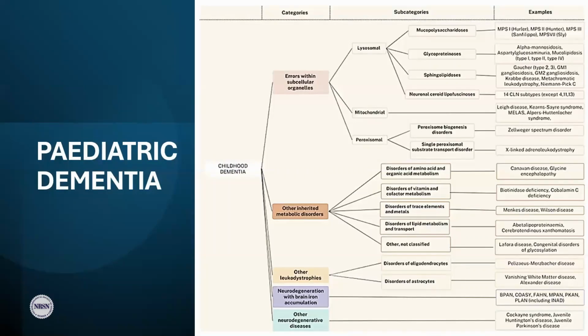So under this classification for childhood dementia, you would have errors within the subcellular organelles, so lysosomal disorders such as mucopolysaccharidosis. MPS 1, that's MPS is mucopolysaccharidosis 1, includes Hurler syndrome, Hunter syndrome, and Sanfilippo syndrome. So there are a myriad and gamut of pediatric dementia examples under this classification.